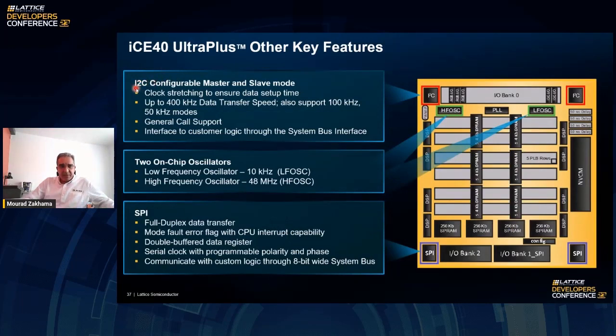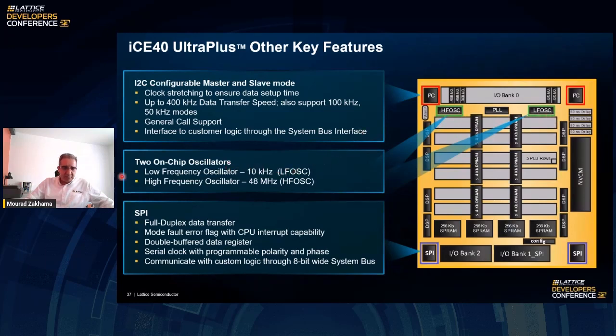On the iCE40, like we've seen before, we have I2C. And even though they are hardened I2C blocks, they are configurable. They support clock stretching, can operate up to 400 kilohertz, and can interface to customer logic through the system bus. The system bus connects it to the logic here, and you'll be able to interface to it.